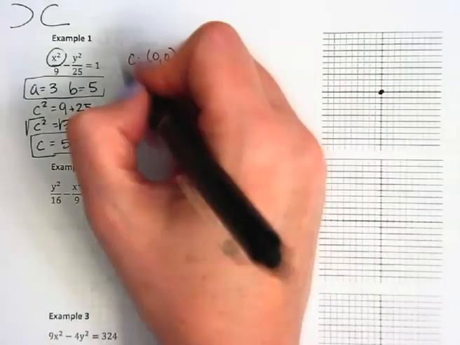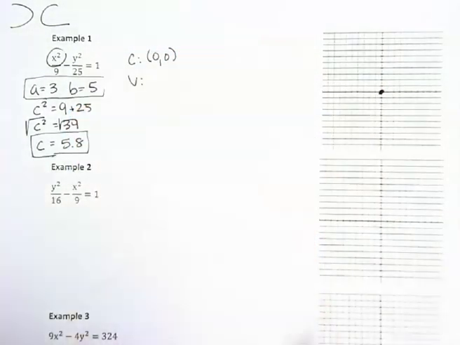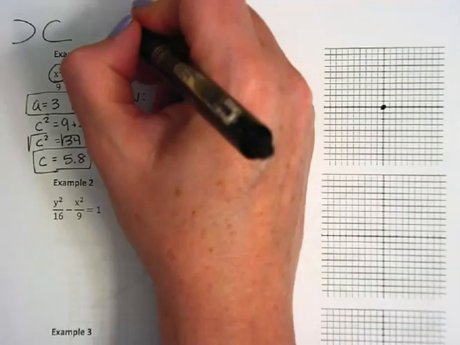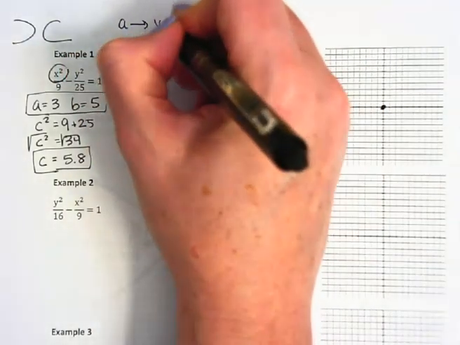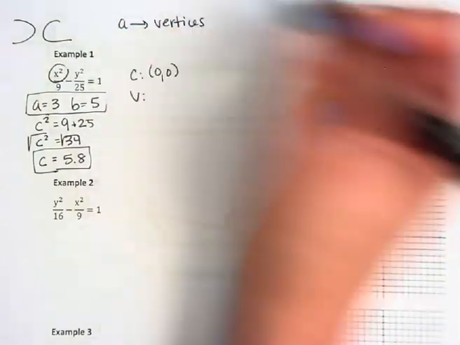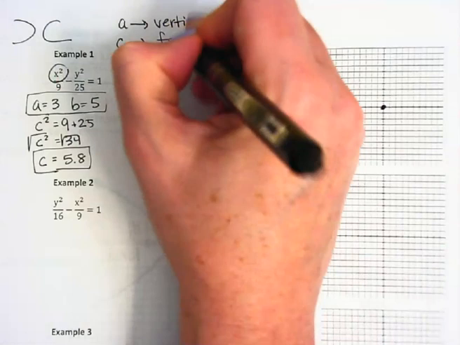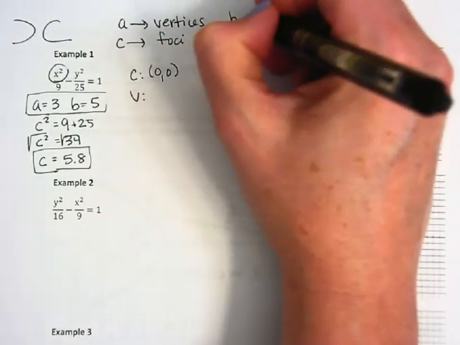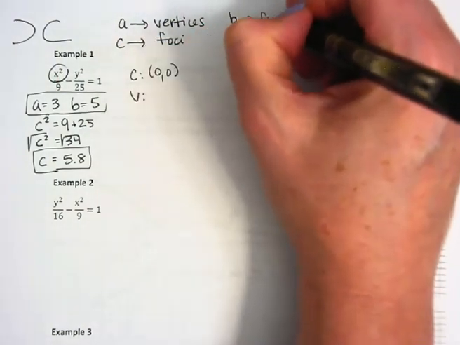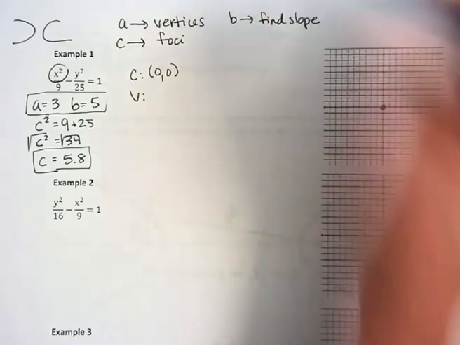The next thing I'm going to do is find the vertex. So I want you to make a note here somewhere that the A value is going to give you your vertices, the location of them, and your C value is going to give you the location of your foci. And the B value is used to find your slope.